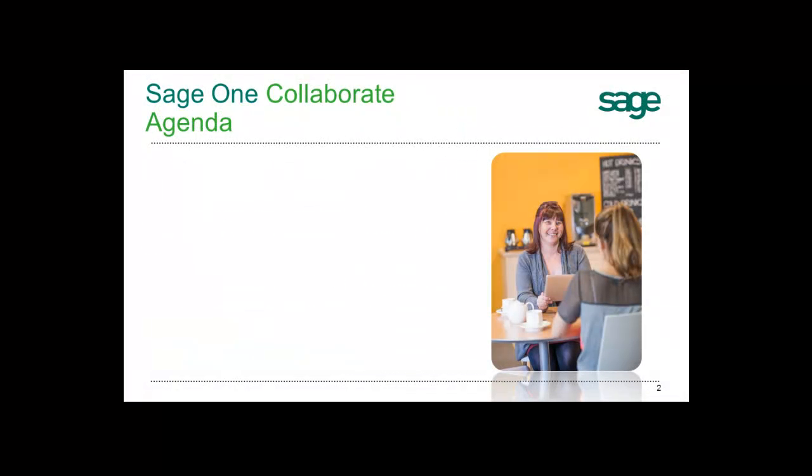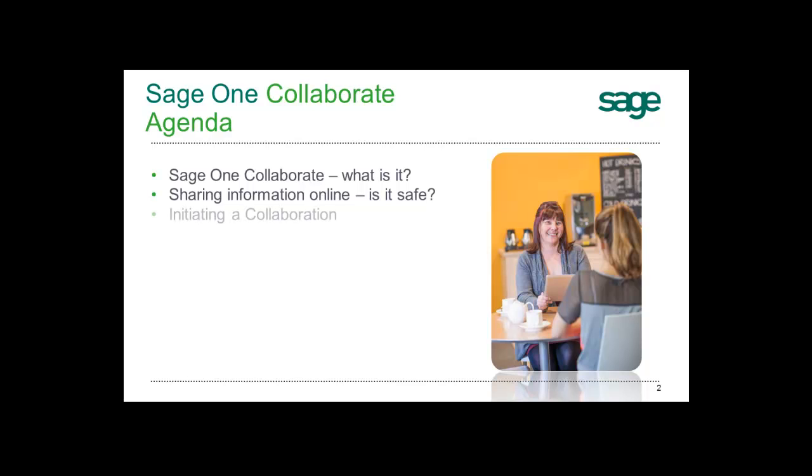So the aim of today's session is to ensure that you're fully aware of the features and functionalities available with Sage 1 Collaborate. We'll cover the Collaborate functionality itself, what it is and why we developed it, the process of sharing information online, so hopefully I'll be able to dispel any fears about security that you may have. Then we'll go into the demonstration, starting with initiating a collaboration for the first time, sending and receiving files, and the audit trail and workflow involved. So you'll see how the functionality works from your side rather than from your clients.